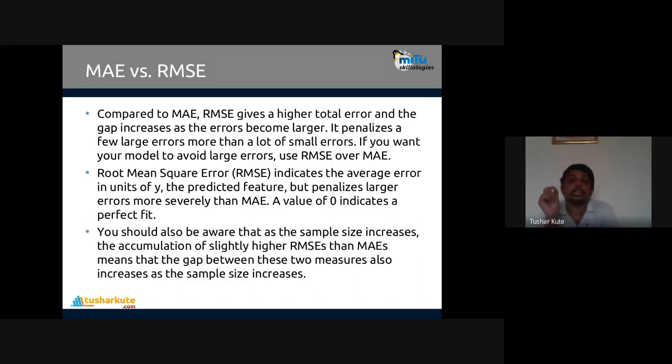So RMSE indicates the average error in units of y, the same as the predicted feature, but it penalizes larger errors more than MAE. The value of 0 indicates a perfect fit in this case also.